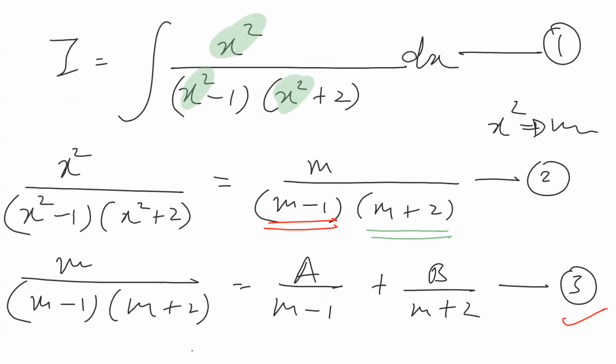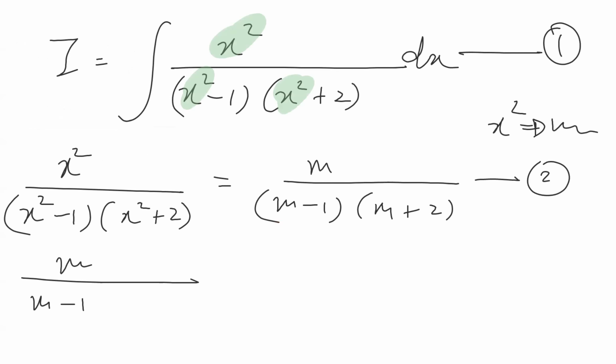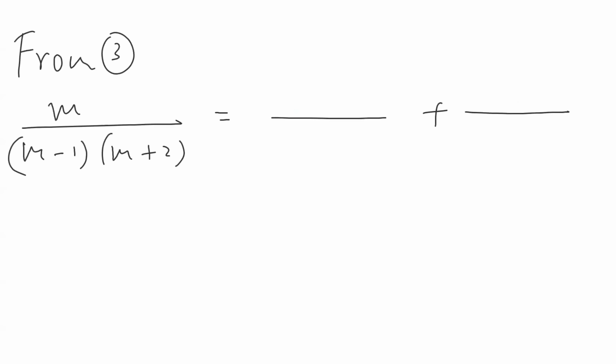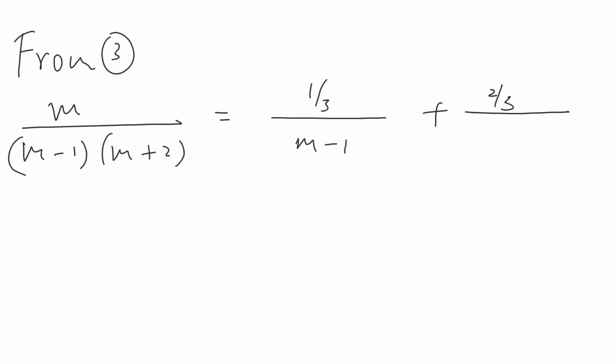So I'll write from 3: m into m minus 1 m plus 2. The value of a is 1 by 3, so put a as 1 by 3 over here: 1 by 3 upon m minus 1, plus b. The value of b is 2 by 3. You put it in equation number 3. So this is m plus 2.